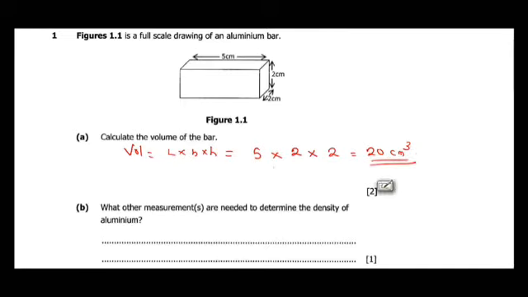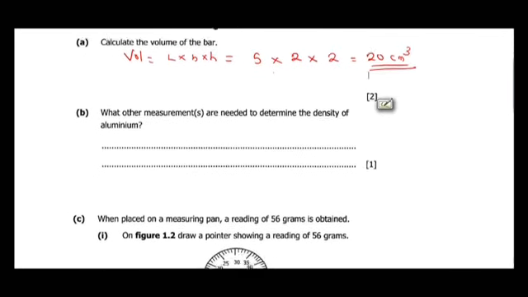Now B says, what other measurements are needed to determine the density of aluminium? What is density? Density is mass over volume of the material. So the other measurement needed to determine the density is the mass. That's our final answer.